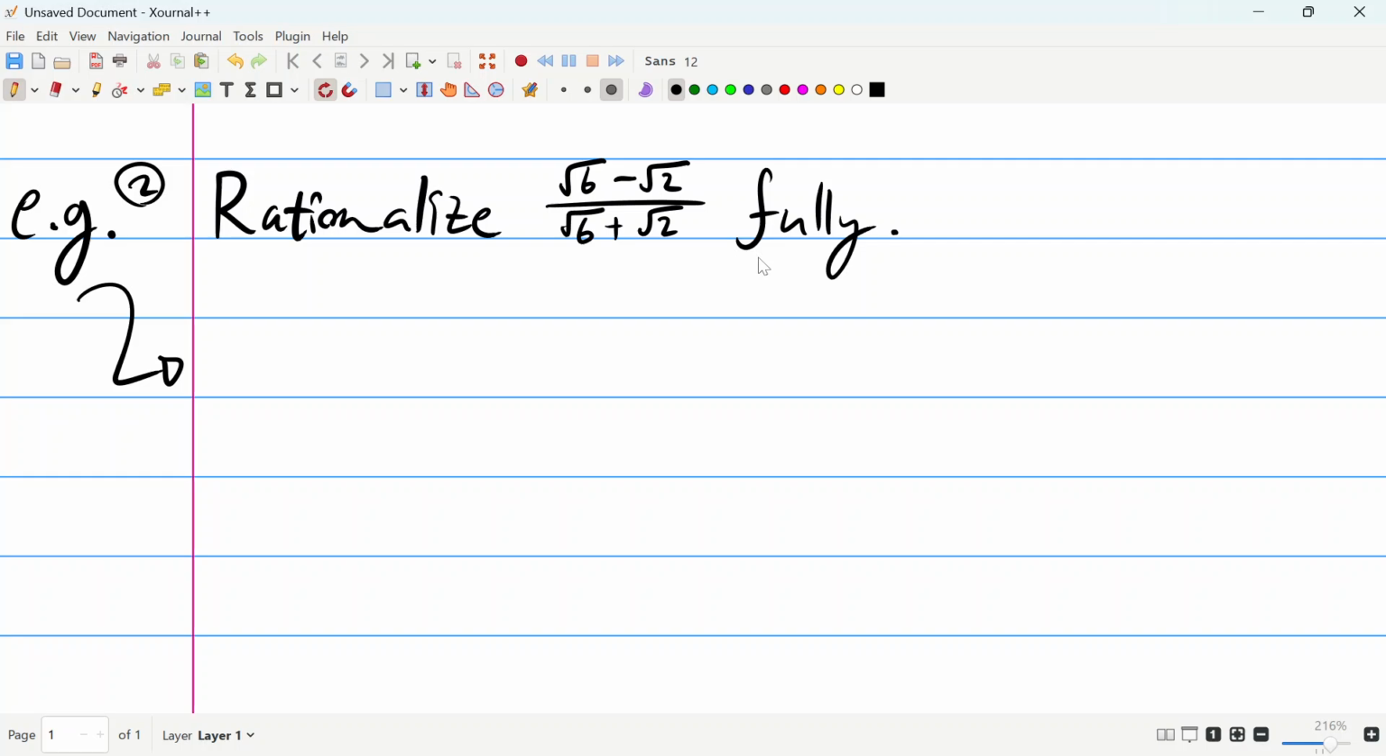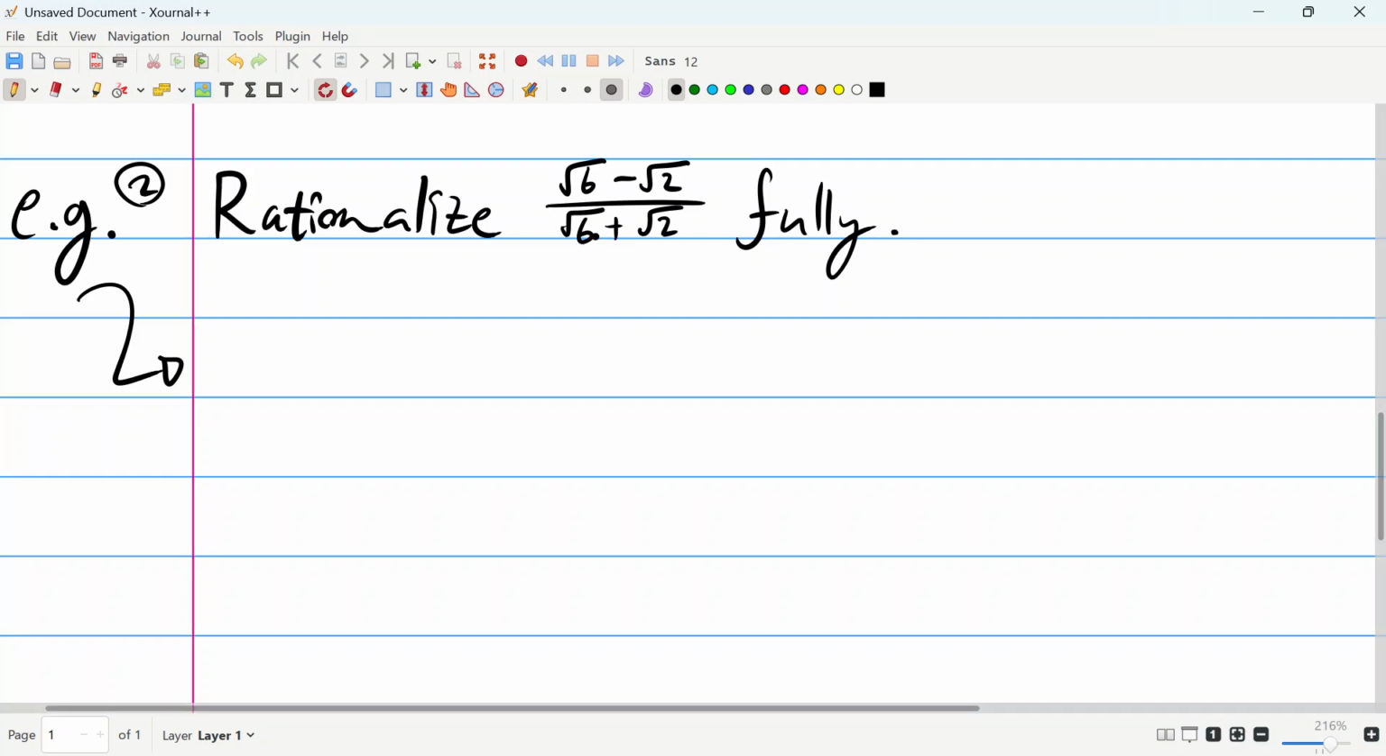So the last type of rationalization of denominator question that I want to do for example 2, okay? We need to rationalize the square root of 6 minus the square root of 2 over the square root of 6 plus the square root of 2 fully. Now here's the trick, right? Whenever you have something like this, okay, all we need to do is use something called a conjugate.